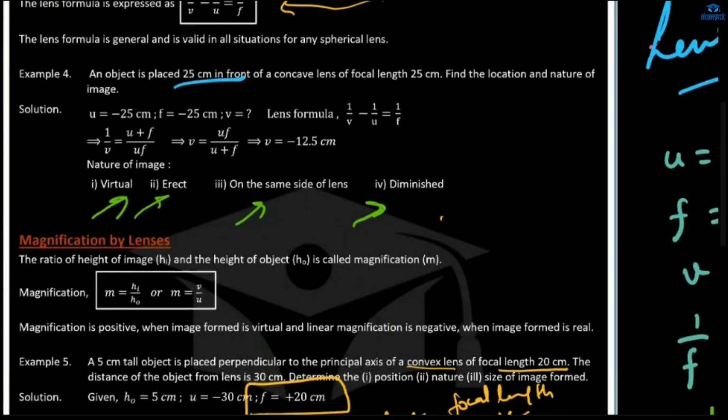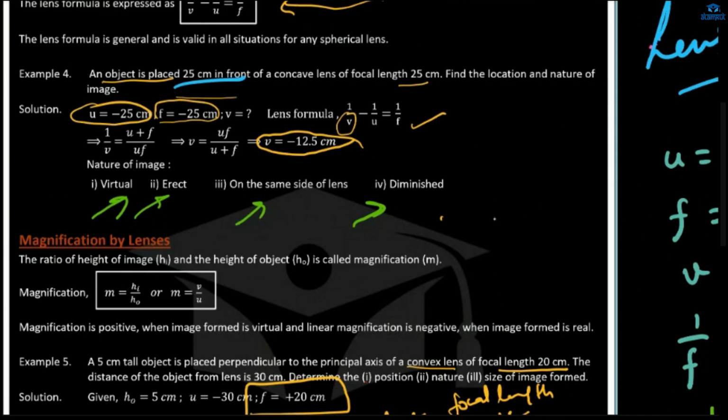Let me explain what this question reads. An object is placed 25 centimeter in front of a concave lens. The object is placed, so U will be equal to minus 25. Of a concave lens of focal length 25 centimeters, so F will be minus 25 centimeter. Find the location and nature of the image. So where will the image be formed? Using the lens formula, we can easily find V. V has been found as minus 12.5 centimeter, which means it will form on the left side of the lens.